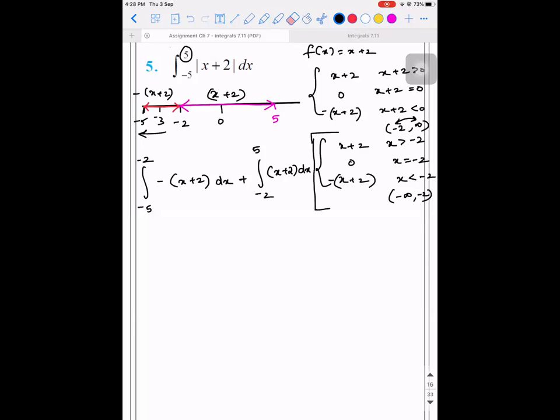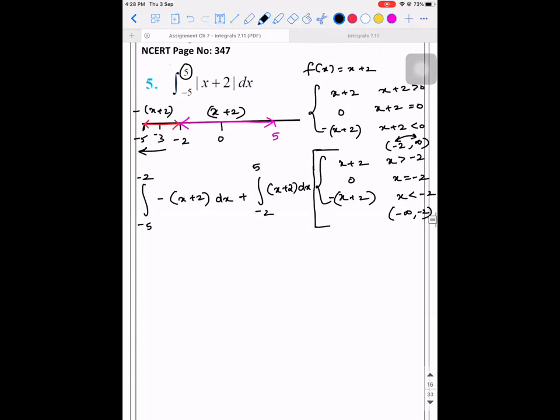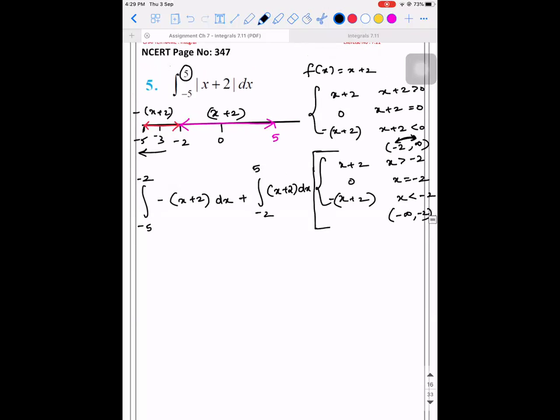Yes or no? Shall I move on? Yes, sir. Why aren't we taking it minus 2 to 0, sir? Why do we need minus 2 to 0? Anything greater than minus 2, there is only one function, no?